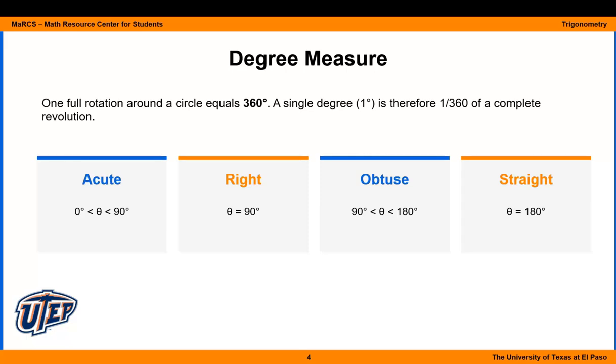We also classify angles based on their size. An acute angle is between 0 and 90 degrees. A right angle equals exactly 90 degrees. An obtuse angle is between 90 degrees and 180 degrees, and a straight line equals 180 degrees. Degrees are intuitive because they appear frequently in everyday contexts like navigation and geometry. However, mathematicians often prefer a different system called radians.